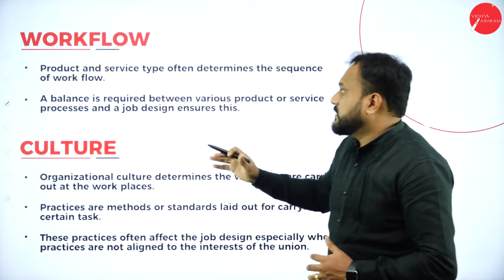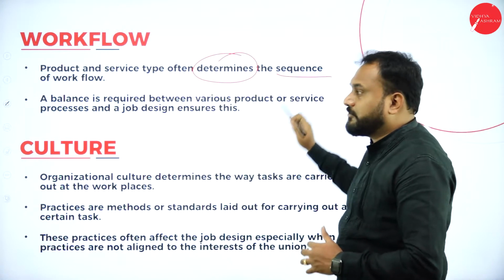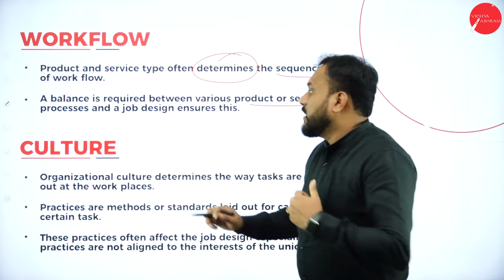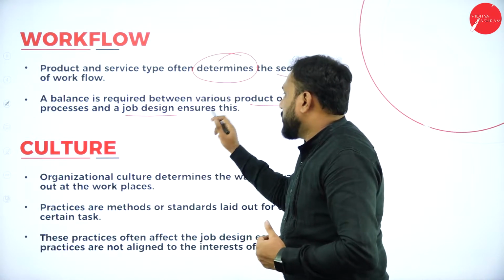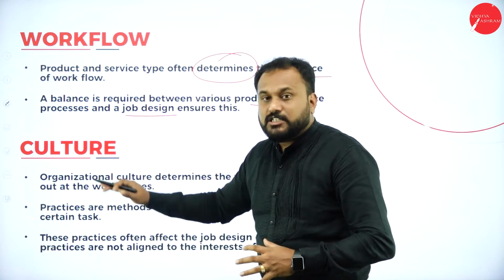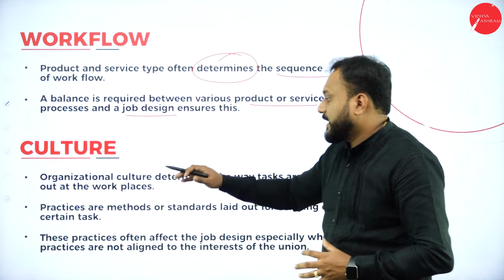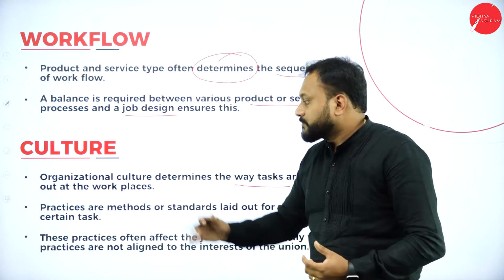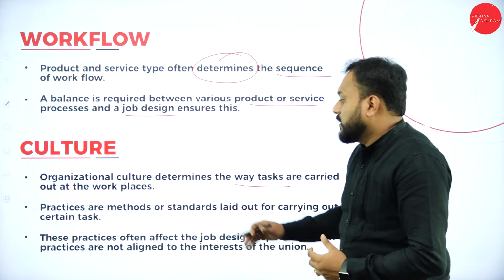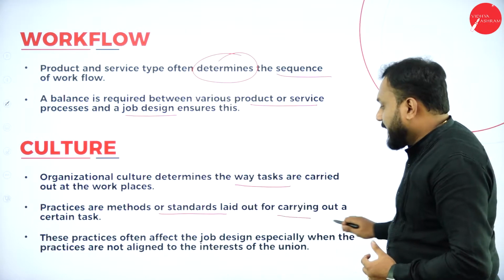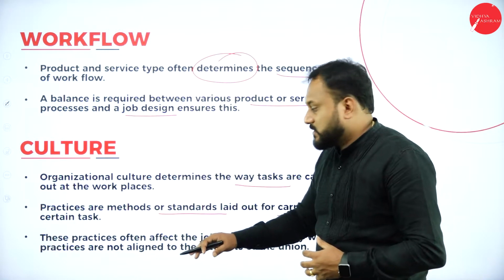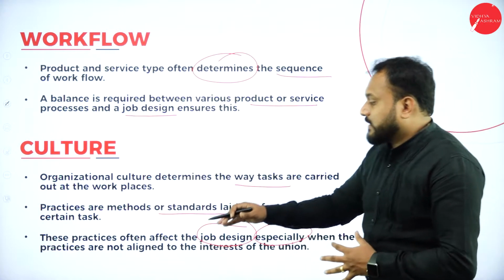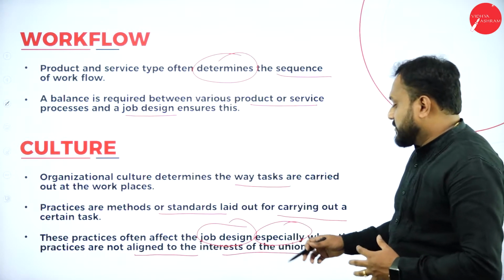Next we have is workflow and culture. Now product and service type often determines the sequence of workflow. A balance is required between various product or services process, and a job design ensures these. Now when you go with this, the culture also plays a very important role, because organization culture determines the way tasks are carried out at the workplace. Practices are methods or the standards laid out of carrying out a certain task.